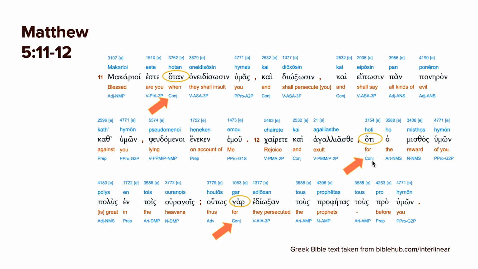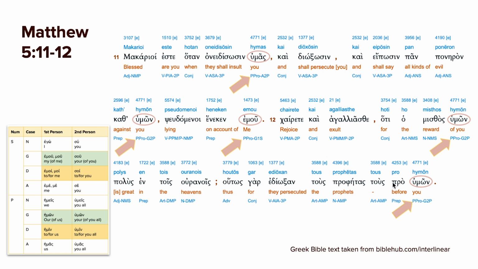And then for, you've seen hoti before. Before we've used it as because of, or so that, or introducing something that you're about to say. He said that, you would use hoti. But here, for means because. In other words, you're doing these things because your reward will be great in heaven. Hoti. And then gar here is for. Again, it's different meanings. So even though it's the same English word, it's a different type of for. Because they persecuted. For they persecuted. Because is kind of the meaning here of gar. Because they persecuted the prophets before you.